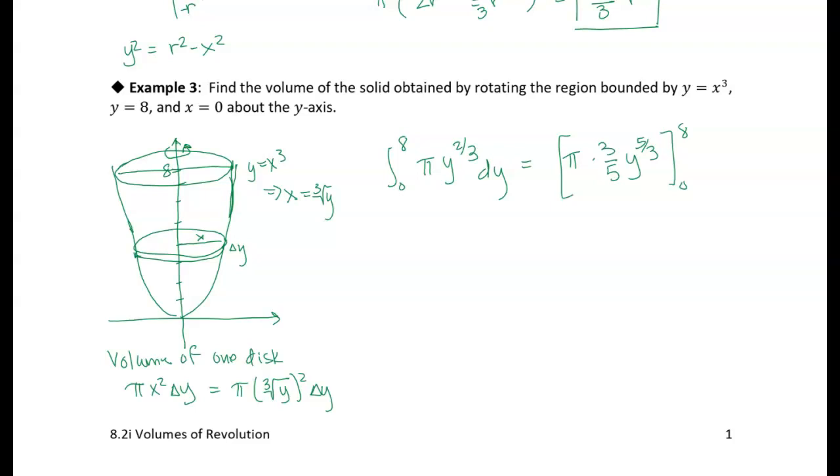So what do we get when we do that? I'm going to pull this 3 pi over 5 out front, and then we want to evaluate y to the 5/3 at 8. The cube root of 8 is 2, and then we have 2 to the 5th, which is 32. And when we evaluate it at 0, it's just 0. So now if I multiply that out, I get 96 pi over 5, and that's our volume.